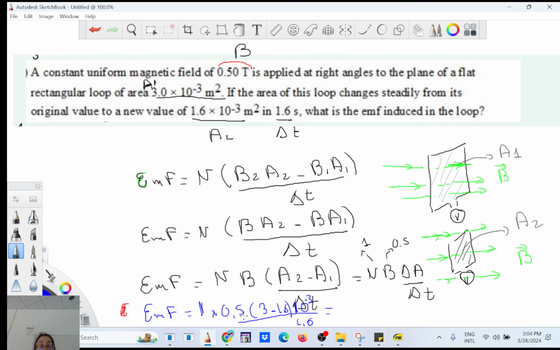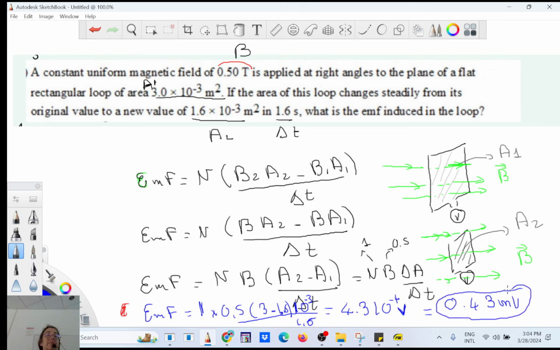So 1 times 0.5, and then you subtract the area after minus area before, in absolute value, so I don't care about the negative sign. And what do you get? 4.3 times 10 to the negative 4, you sure? Okay, volt. So that will be 0.43 millivolt.